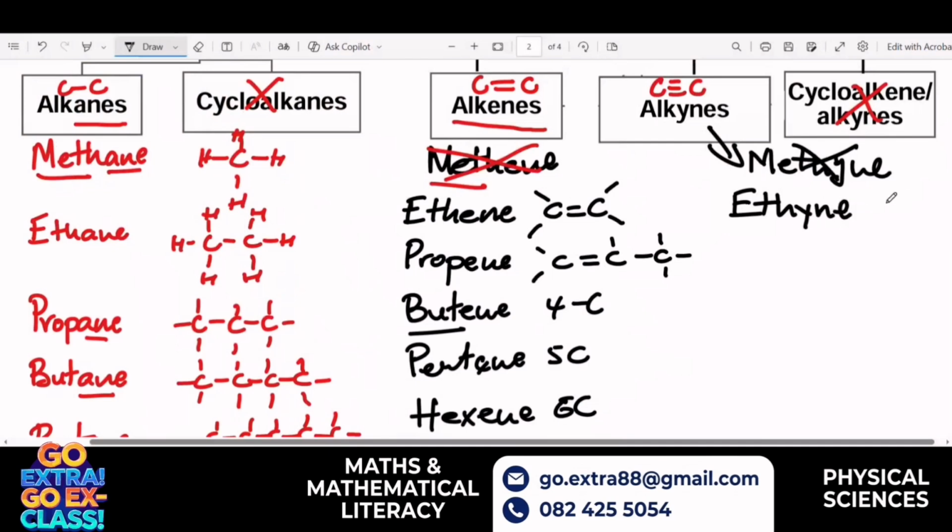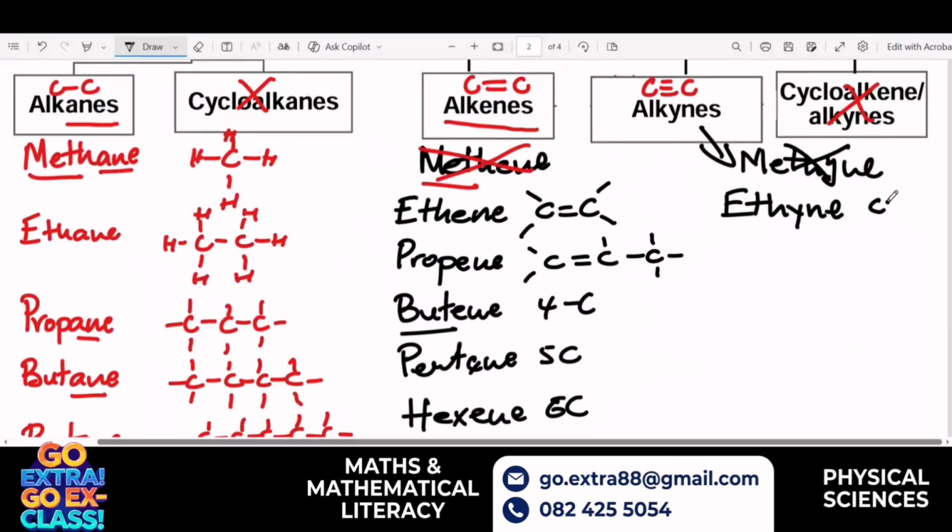How does this one look like? We're going to have how many carbons here? Let's say there's going to be 2 carbons, because ethyne means 2, and then there's a triple bond there. So they're going to look like this around it. There's a triple bond, and then this carbon is going to have 1 here, and this one is going to have 1 on this side. But all in all, these carbons still have 4 covalent bonds.